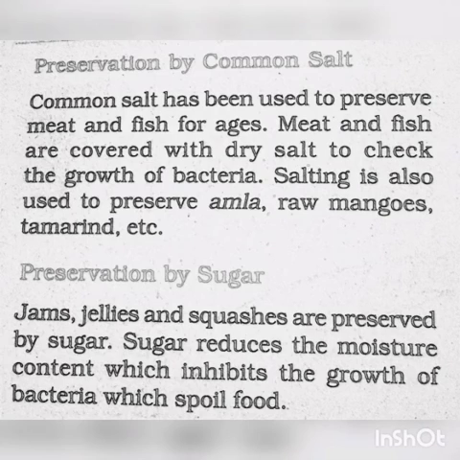Already I said that. The next is preservation by sugar. Jams, jellies, and squashes are preserved by sugar. Sugar reduces the moisture content, which inhibits the growth of bacteria which spoil food. That is, moisture means dampness; by reducing it, the growth of bacteria and microorganisms is prevented and the food is preserved.